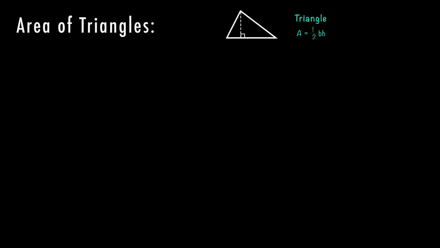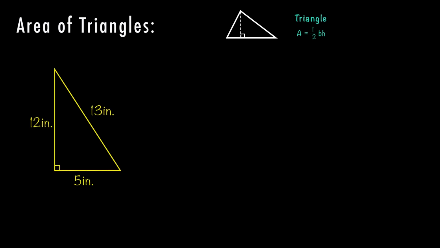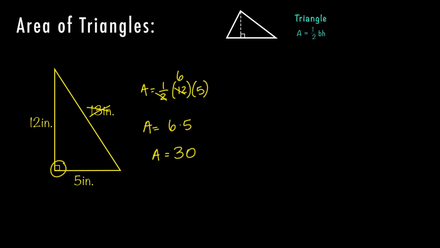Let's try a couple more examples. This time I have a right triangle, so I can see my right angle is here. That means I do not need the 13 inches. So when I plug this into my formula, 1/2 times 12 times 5, then I can go ahead and take half of 12, since that's going to be 6. Now my area is 6 times 5, so the total area is 30 inches squared.